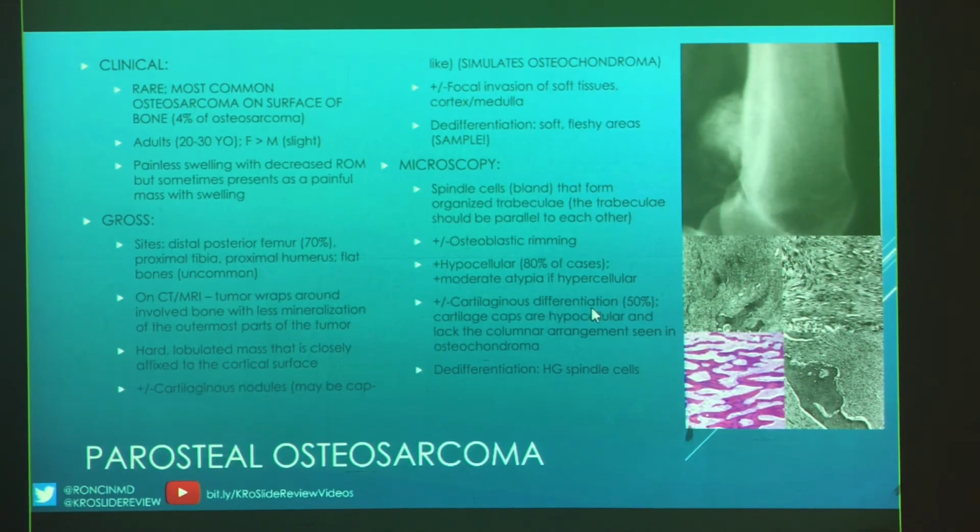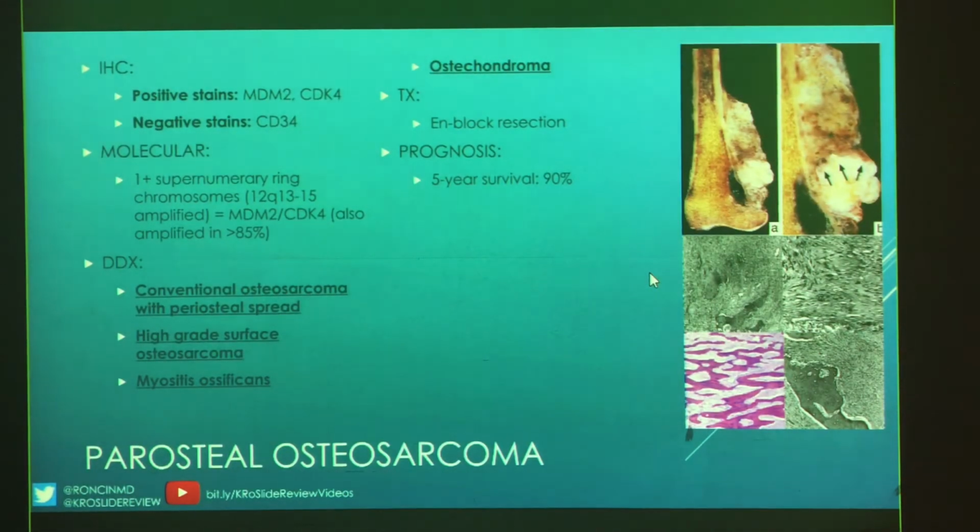Can see cartilaginous differentiation, which again, that would be that cap that would simulate osteochondroma. And for dedifferentiation, we would expect to see high-grade spindle cells. MDM2 and CDK4 would be positive stains, and your negative stains would be things like CD34. For molecular, it likes to have the supernumerary ring chromosomes, and that would be like chromosome 12q13 to 15 can be amplified, and that's your MDM2 CDK4, which is amplified in the majority of cases.